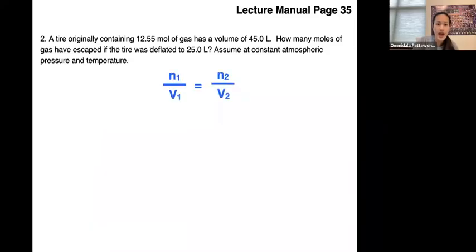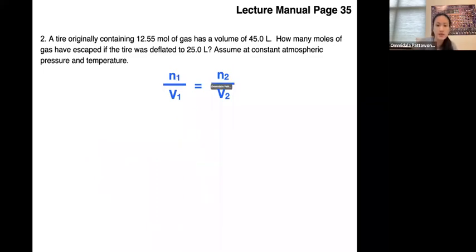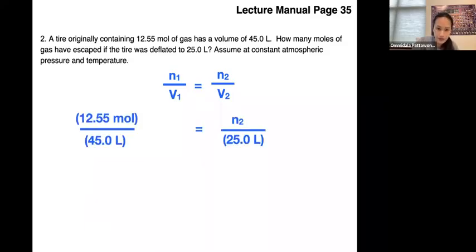In this case, we have two sets of conditions. Again, I can flip any of these. If you are looking at volume, you can have volume on top and moles on the bottom, as long as they are the same set. You can do that as well, depending on what you are looking at. This is when you want to obtain volume, and this is when you want to obtain the number of moles. So in this case, I'm going to use N1 over V1 equal to N2 over V2. All I need to do is plug those in. Okay, so I got N2 equal to 6.97.